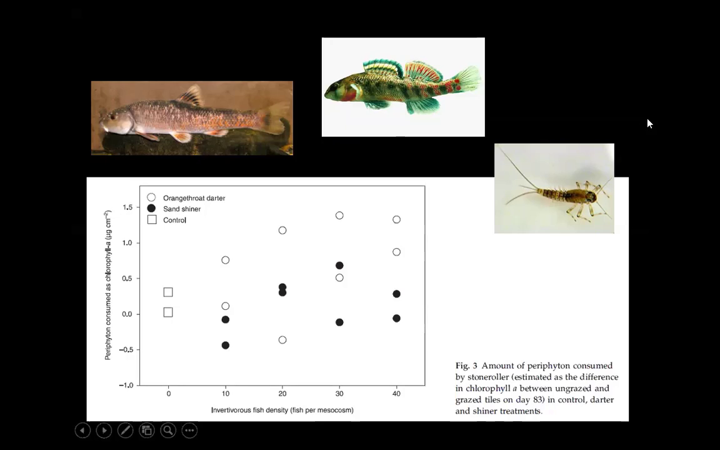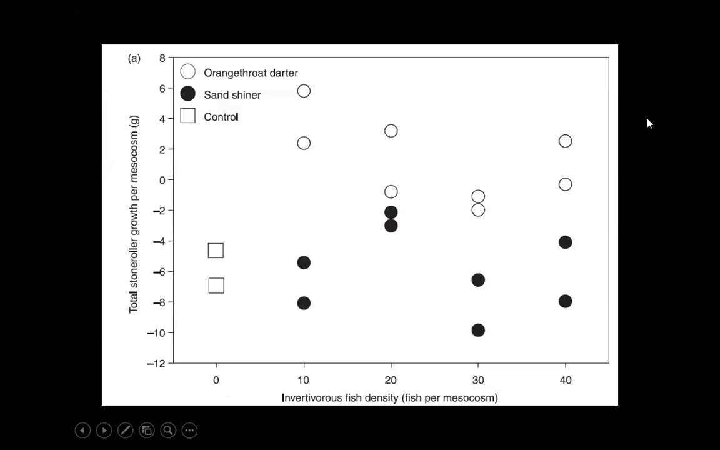There are no statistics or line on this graph, but in fact, yes, this was significant: the stone rollers had more to eat when the darters were around. They're like, all right, darters around, I'm happy now, give me more to eat. And similarly, looking at growth, these white dots, which are densities of fish, are up above the control here. So stone rollers grew better as well when there were darters around.